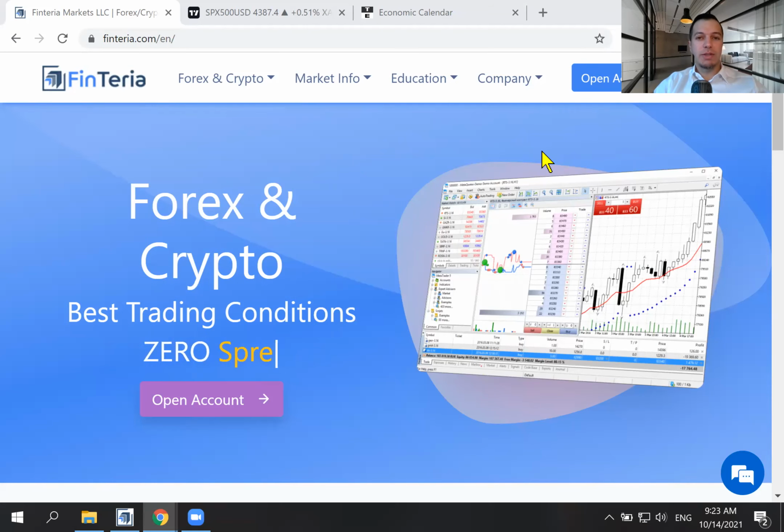Hello traders, this is a daily forecast on dollar yen. Today is Thursday, October 14.